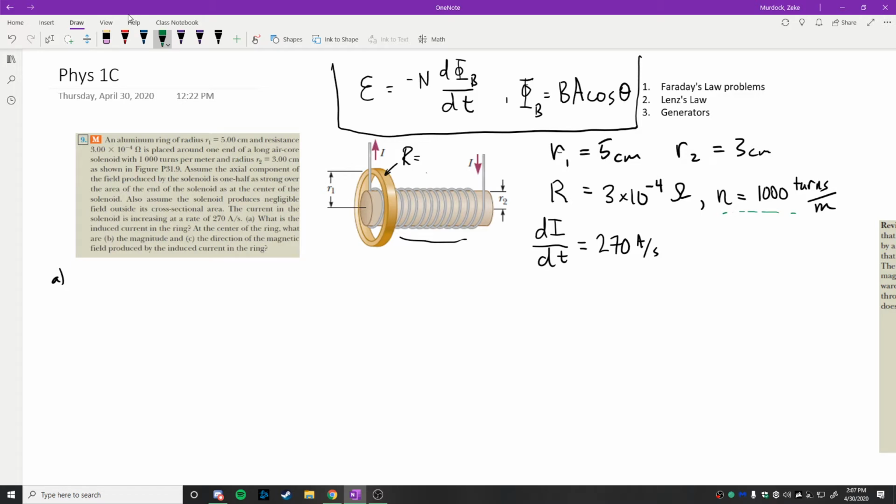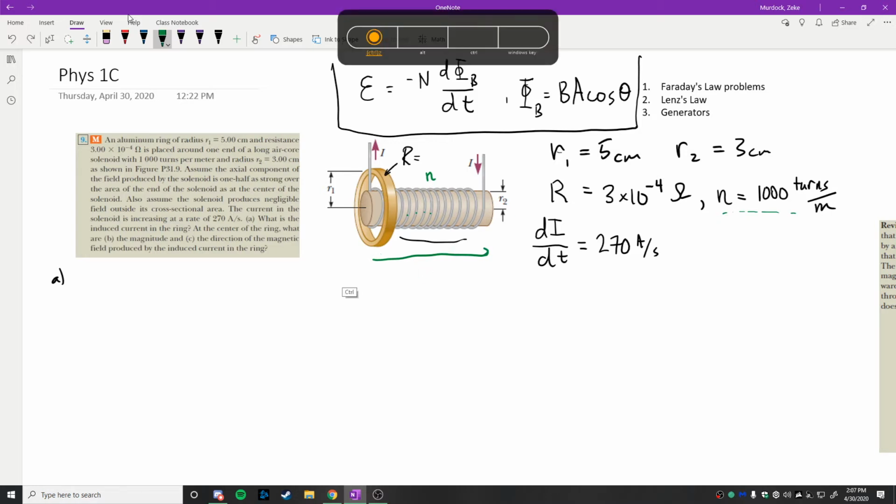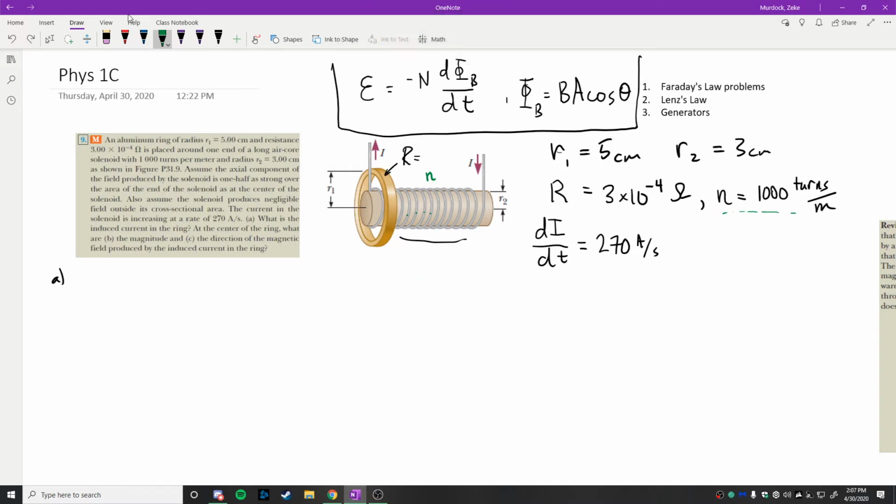To be clear, that's the number of turns per unit length in these wires here. If this thing was 1 meter long, then there'd be 1,000 turns in there. If it was 2 meters long, there'd be 2,000 turns in there. A turn is one wrap around the thing. Why do we need to know this piece of information? What can I use that for?